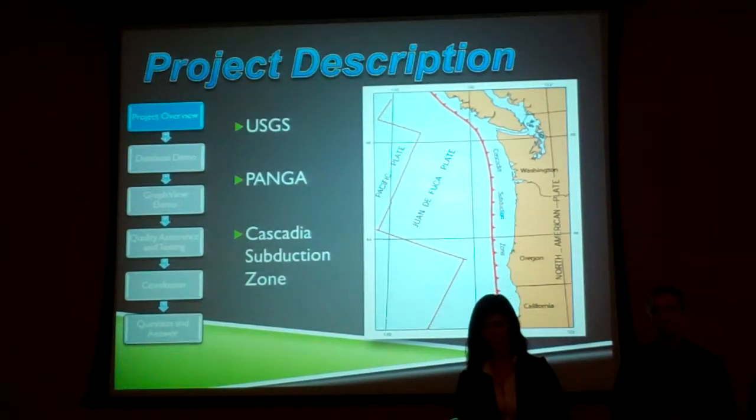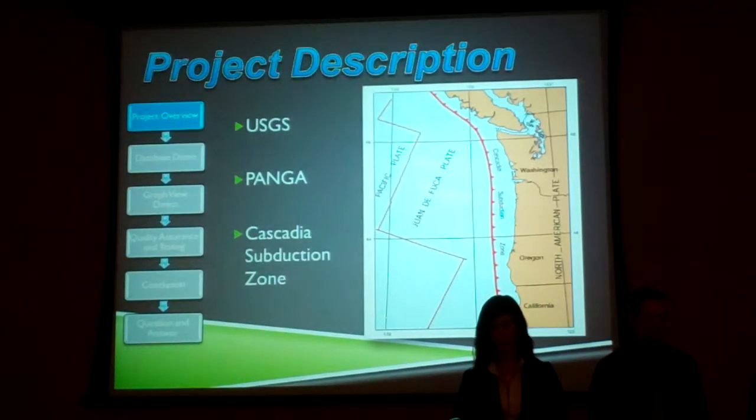The Cascadia subduction zone stretches from Canada down through California. It's a zone that's very high risk for earthquakes, and these sensors have been placed throughout that zone to record shifts in the Earth's plates at those points. And from this data, they can predict earthquakes.